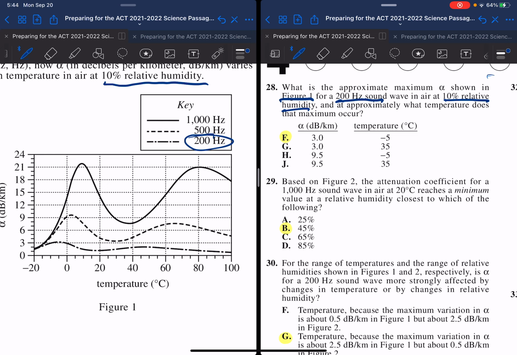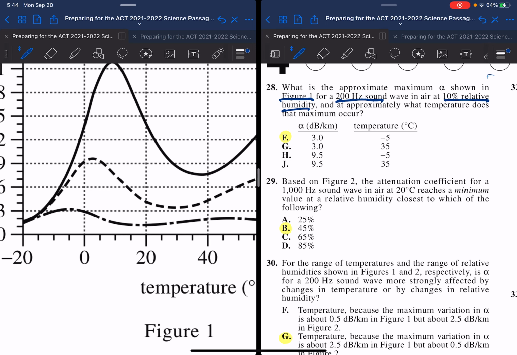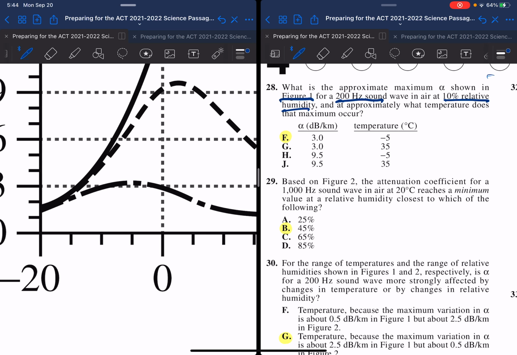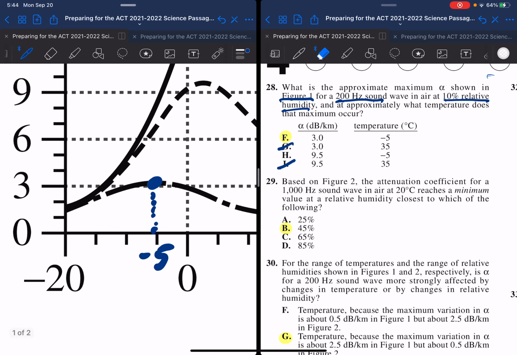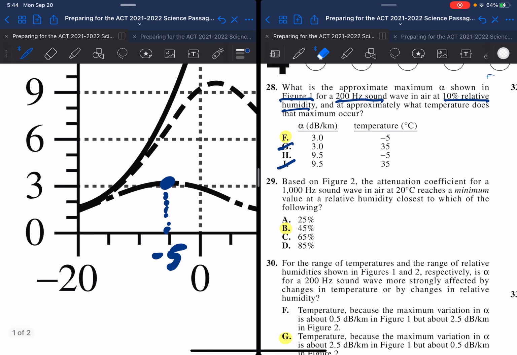So the question is, at what temperature does that maximum occur? So we're looking at this type of line right here. I'm going to look at that graph, and as I zoom in, here's the maximum point right there. And it happens at about -5 degrees. So looking over on the right, we can eliminate letter G and letter J, but we have to ask, all right, what is the intensity? What is the alpha? Well, it's just above 3, or just on 3, so that's the reason why letter F is the correct answer.